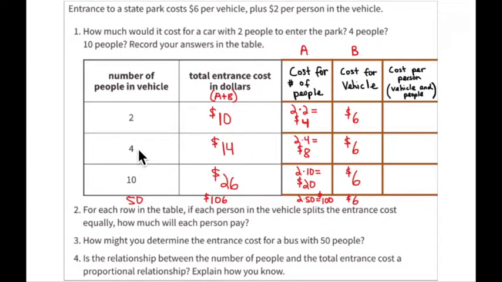And let's say that there are 4 people in the car. Well, you look into the car, the ranger looks in the car and sees 4 people. That's 2 times 4 is $8 for all the people in the car, plus another $6 for the vehicle.